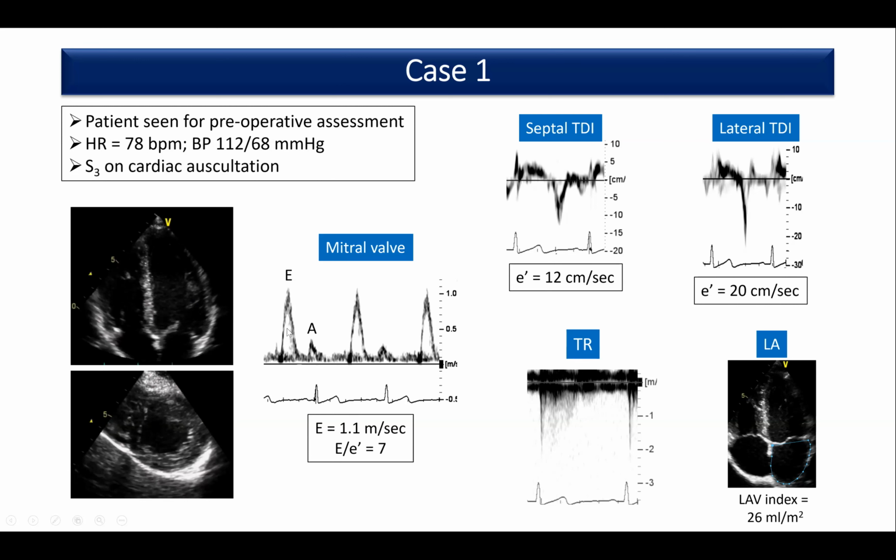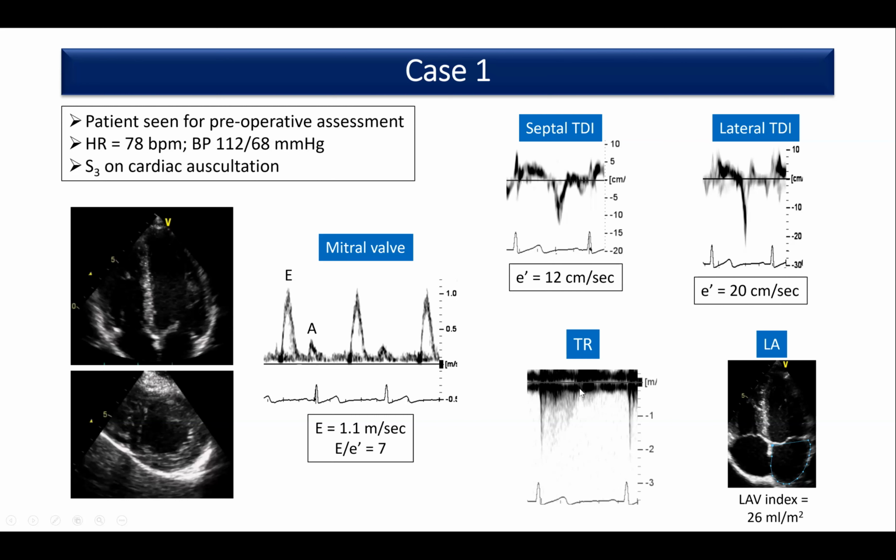You can see a small A wave as well. You can see the tissue Doppler here. I'm showing you the guidelines parameters, which are the septal and lateral tissue Doppler. The E prime is 12 centimeters per second, and the E prime here for the lateral is 20 centimeters per second. So the average E prime is 16 centimeters per second.